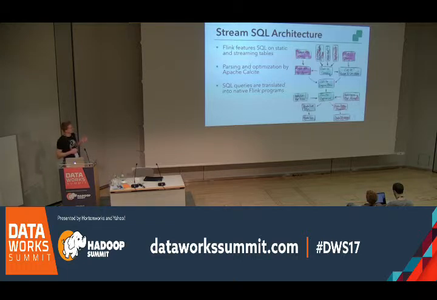Having obtained this Calcite logical plan, it's given to the Calcite optimizer, and from there we basically generate native Flink programs. So if we are processing static tables, then it would be translated into a dataset program, and if it's a stream table, it would be translated into a data stream program. And that's how Flink executes these programs.